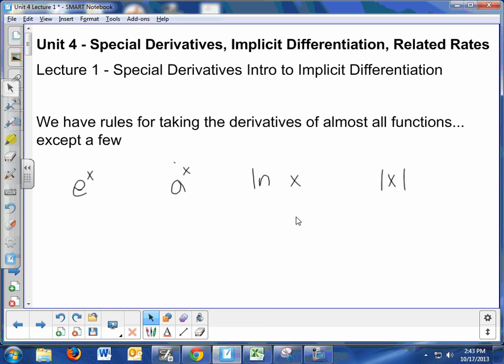So special derivatives, implicit differentiation, related rates. It's really just 3 lectures spread over 4 days.